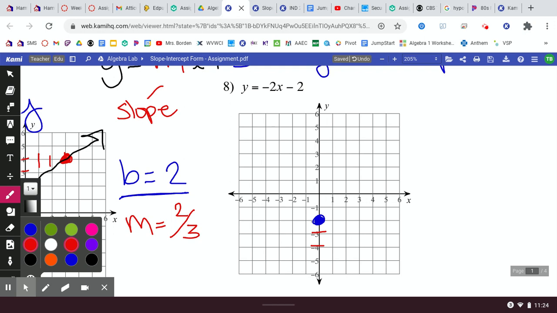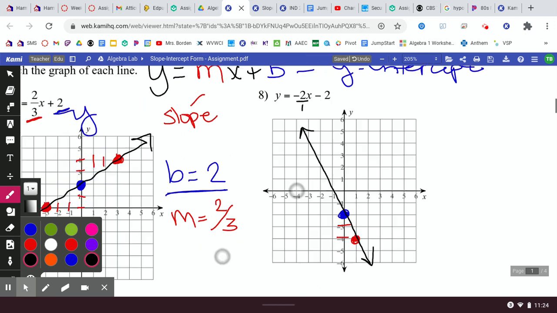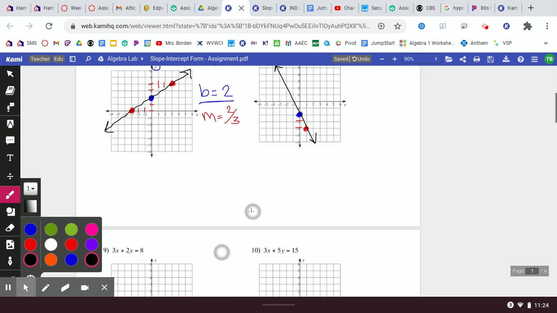Okay. Excellent. I went down 2 and to the right 1 because my slope, remember, any whole number is really over 1. And so my slope is negative 2 over 1. So then I draw my line, and my quick check is negative slope, right? Negative 2, running downhill. I'm good.